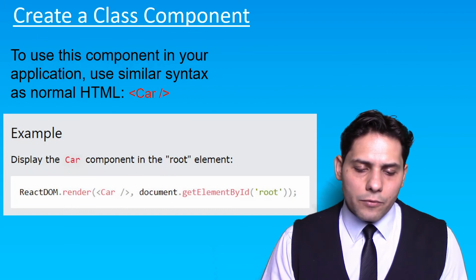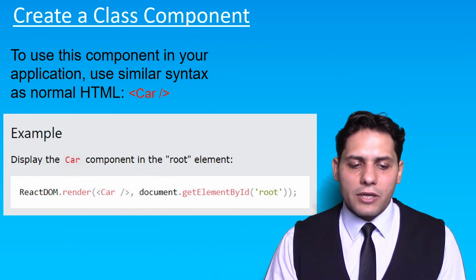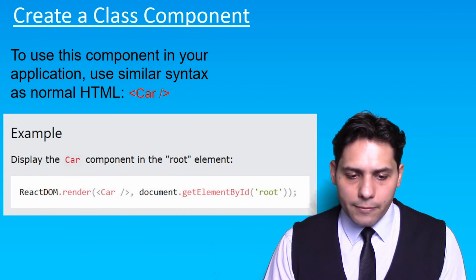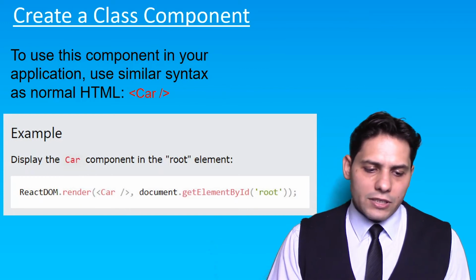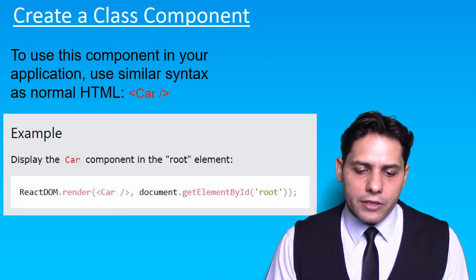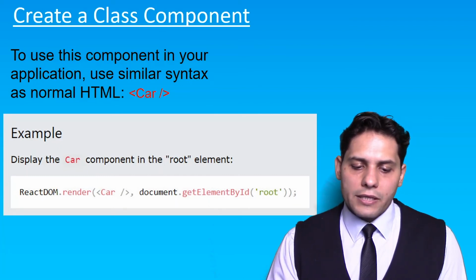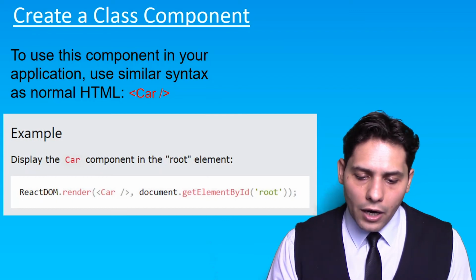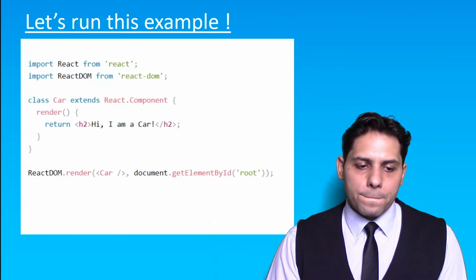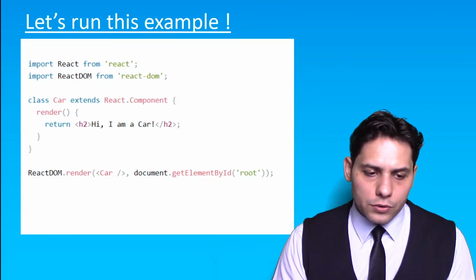To use this component in your application, use similar syntax as normal HTML. Car. For example, display the Car component in the root element. ReactDOM.render Car, document.getElementById root. Look at the whole code.